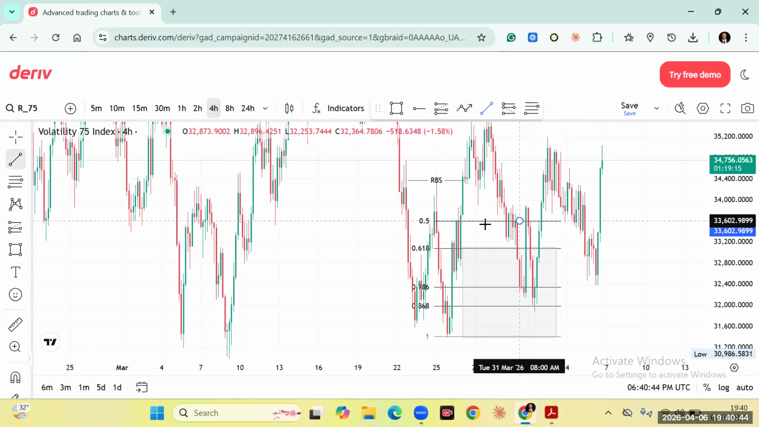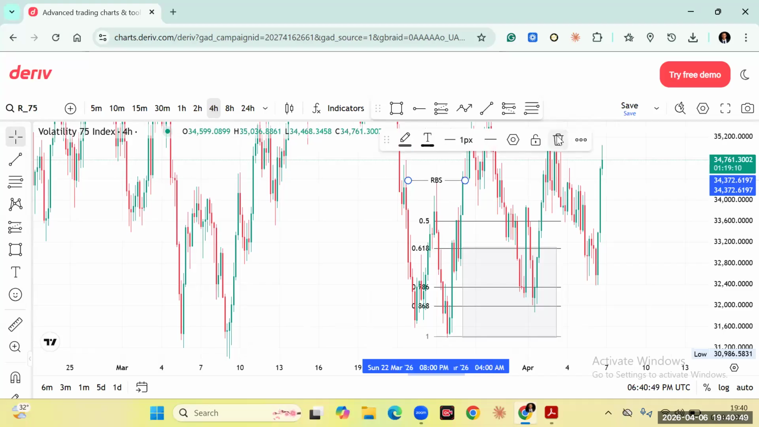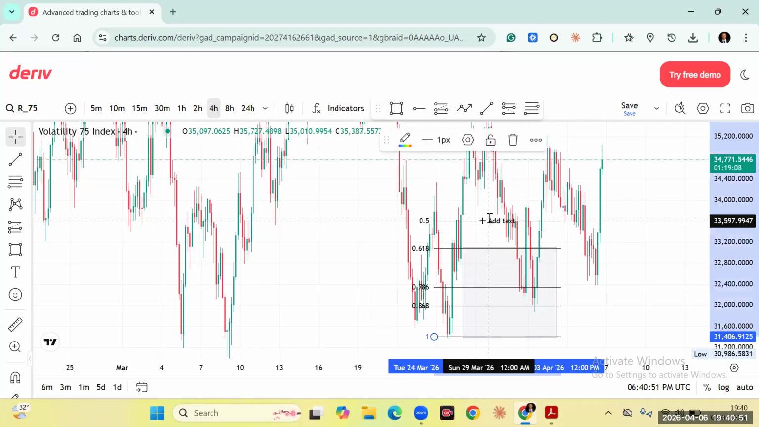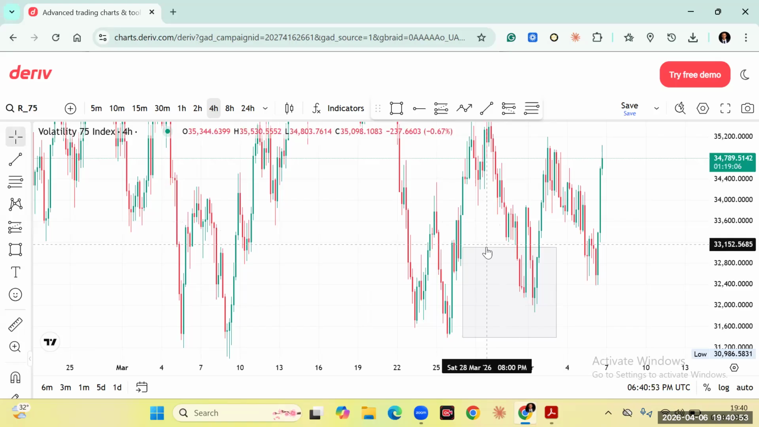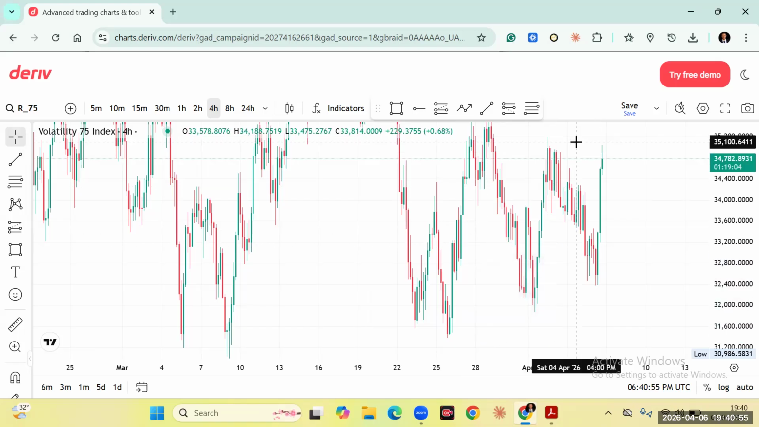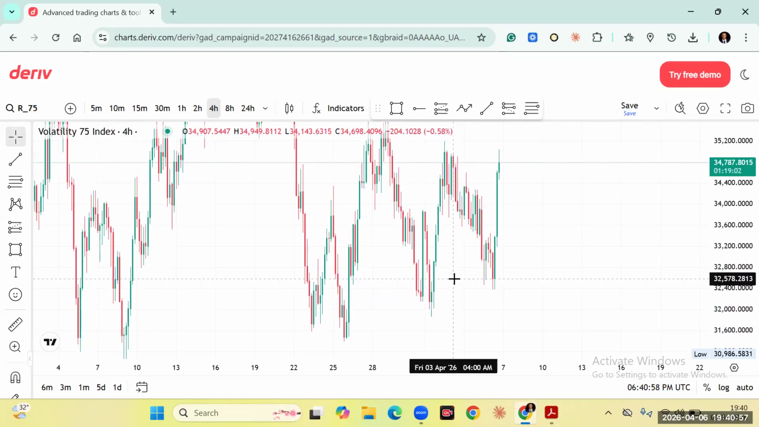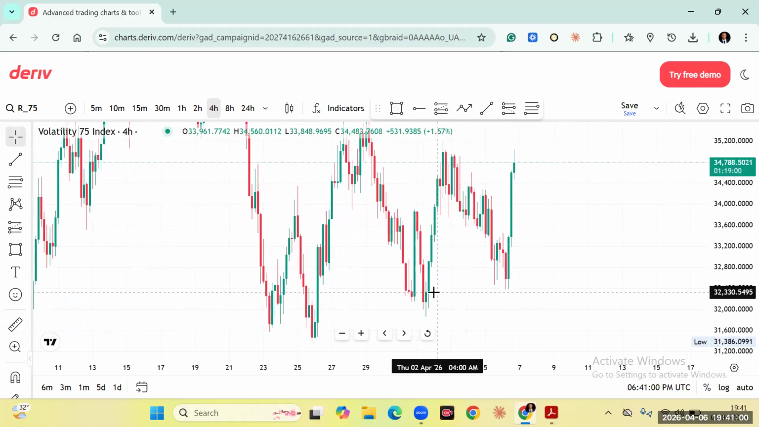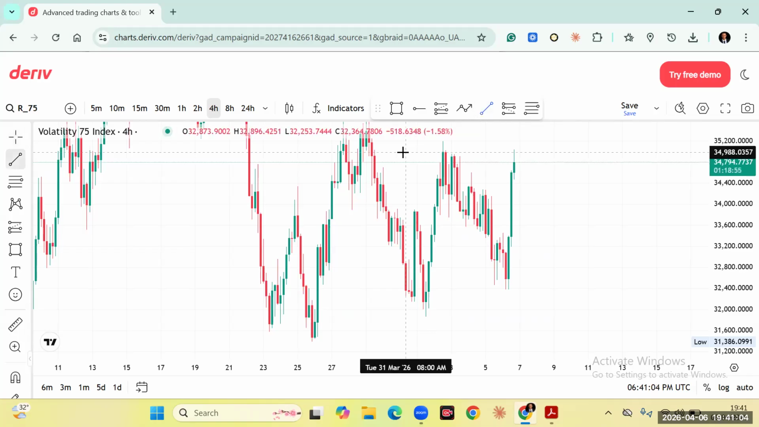Because I'm seeing that he gave another confirmation. So let's remove it. He created another range again, testing, using that support again. So let's see what he did. And this one was like our A setup. It started with a bullish liquidity grab, then he broke the high here.